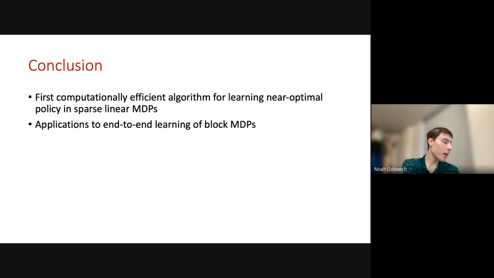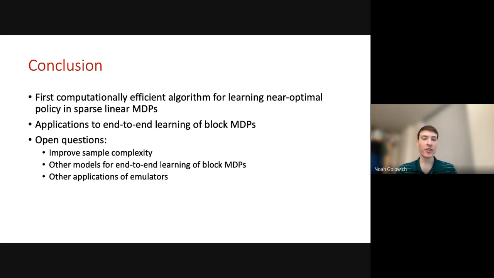So to conclude, we give the first computationally efficient algorithm for learning a near optimal policy in sparse linear MDPs. This also has applications to the end-to-end learning of block MDPs. There are a bunch of open questions, such as improving the sample complexity, coming up with other models for end-to-end learning of block MDPs, and also finding other applications of emulators. Thank you for listening.